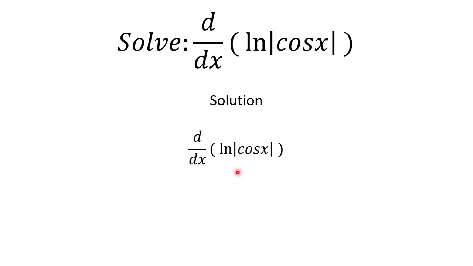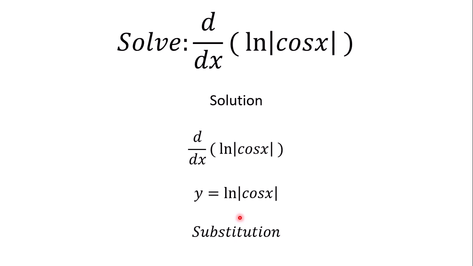Now to solve this, we are not going to use the chain rule directly, but the workings will reflect the application of the chain rule. We are going to use substitution to solve this one. First, let y be equal to natural log absolute value of cos x. As I said, we are going to do substitution.